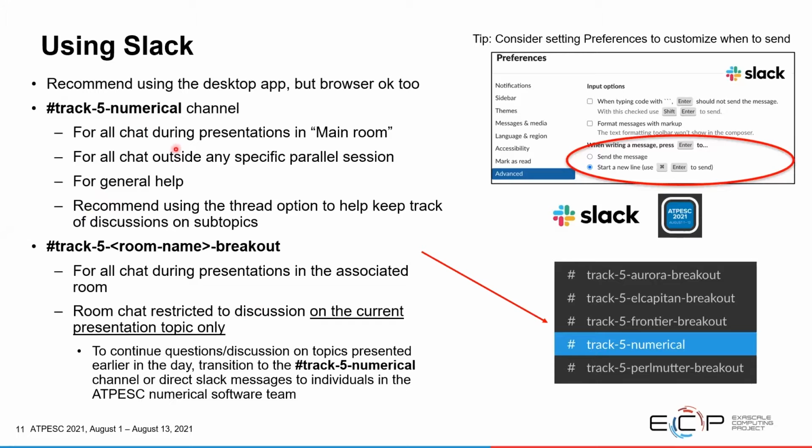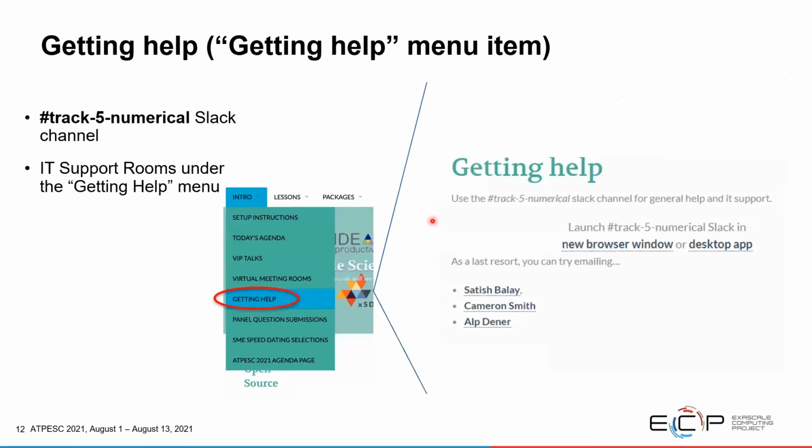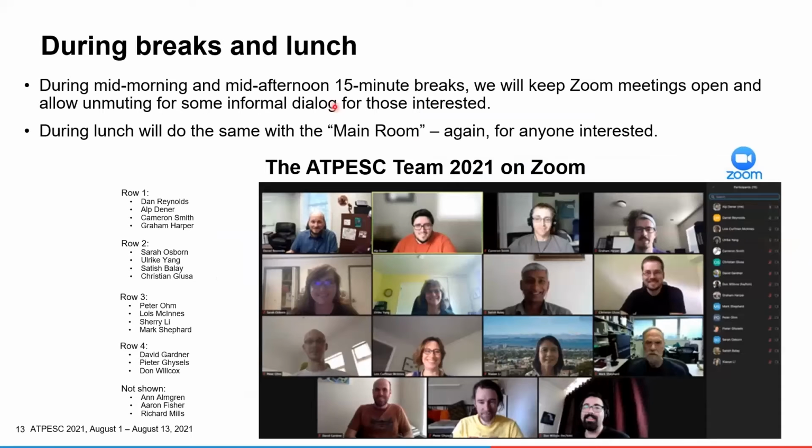Again, on Slack, use the track 5 numerical channel for all the presentations in the main room as well. If you need help, you can use that channel. For the breakout rooms, you should use the track 5 room name, for example, Frontier Breakout for the Frontier room, and then please only discuss topics that are relevant to that particular presentation. And here there are also different preferences you can set. Again, if you need help, seek help in the Slack channel, or you can email directly these 3 people, Satish, Cameron, or Al. Again, during breaks and lunch, we will stay in the main room.